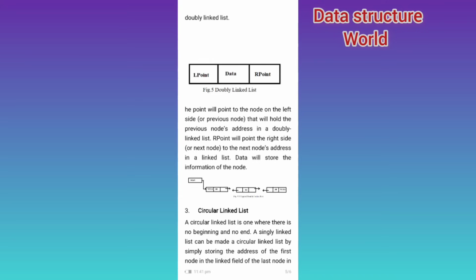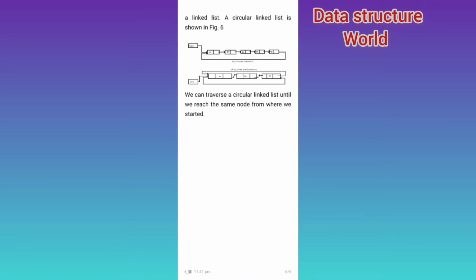Circular linked list. A circular linked list is one where there is no beginning and no end. A singly linked list can be made a circular linked list by simply storing the address of the first node in the linked list in the last node of the linked list. A circular linked list is shown in the figure. It's in a circle. When we reach the end, we again start from the first node. So we can traverse a circular linked list until we reach the same node from where we started.